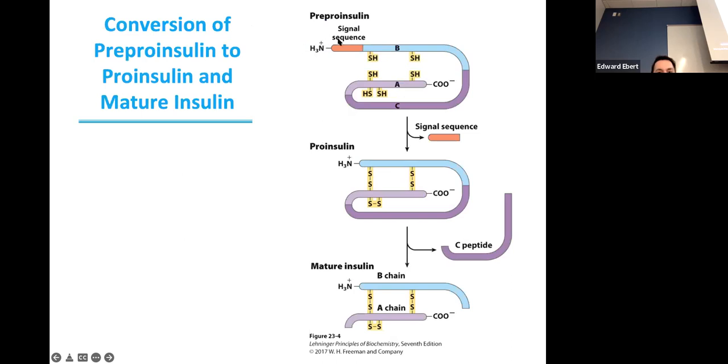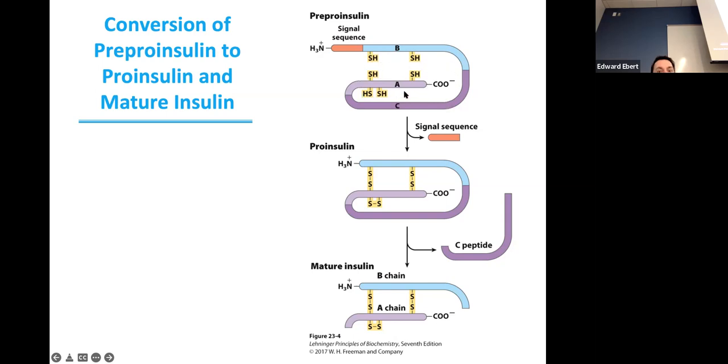Okay. So here's what we make. Our pre-pro insulin is this long single unit in here. We have our signal sequence that tells it where to go, from the ribosomes to the secretory vesicles in there. And we can see we have a couple cysteines in there.